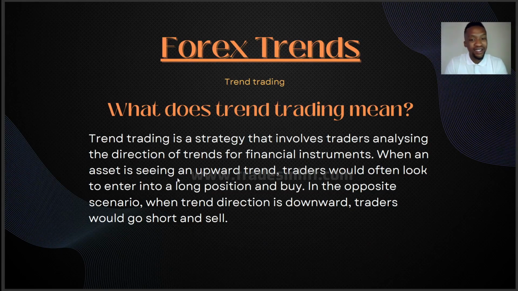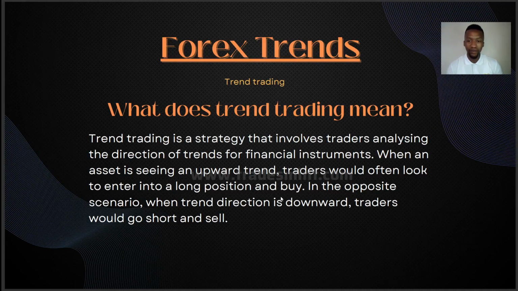When an asset is seeing an uptrend, traders would often look to enter into a long position and buy. Basically, when we say that traders would look to enter a long position, it means that they will be looking for buys. And then vice versa, if they enter a short position, they're looking for sells. So basically our long position represents buys, and then our short position represents sells.